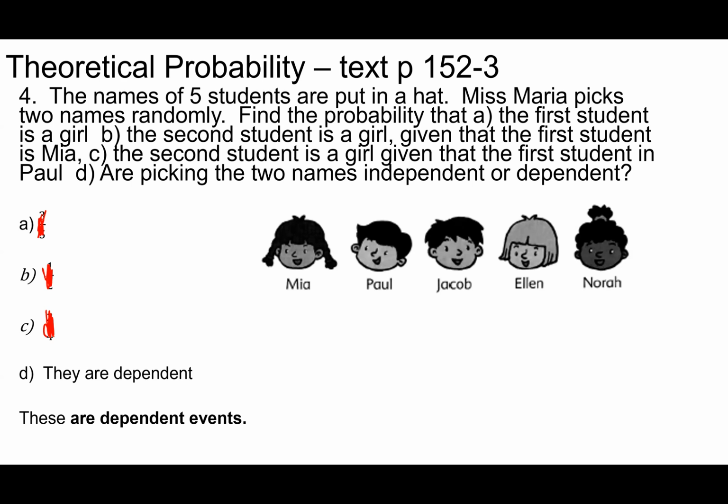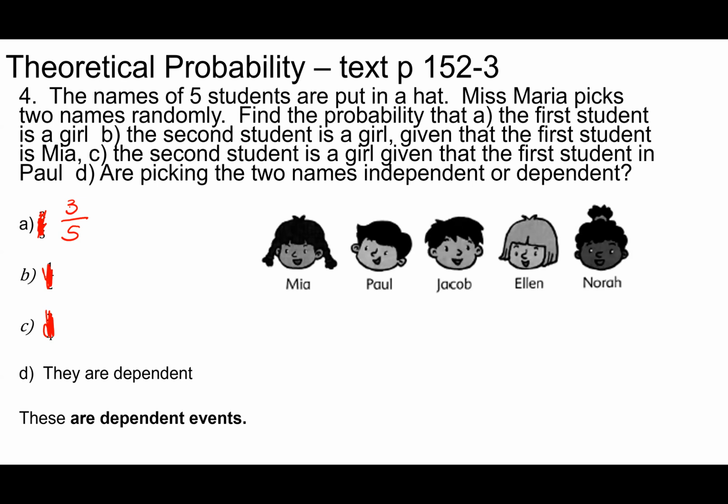All right, now let's find the probability for A first. What's the probability that the first student picked is a girl? First of all, how many possible outcomes do I have? That's the number of students. Good. Out of those 5, how many of those kids are girls? 3. Yes, great. So 3 out of 5 are girls.